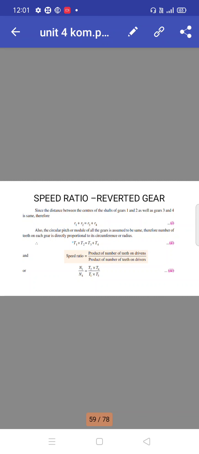The circular pitch or module of all the gears is assumed to be the same. Therefore, the number of teeth on each gear is directly proportional to its circumference or radius. T1 plus T2 is equal to T3 plus T4. Speed ratio is equal to the product of the number of teeth on the drivens divided by the product of the number of teeth on the drivers. So N1 by N4 is equal to T2 into T4 divided by T1 into T3.